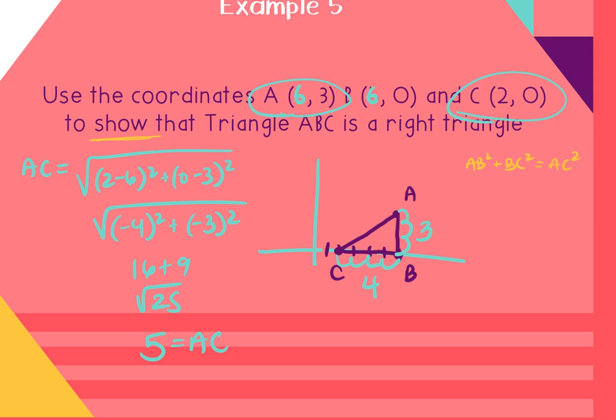How do I know which one to put by itself? How did I know AC had to go here? It has to be the hypotenuse, right? By looking at this, I'm looking at the longest side, or the side that's opposite the right angle. So if AB is 3, and BC is 4, and AC is 5, 9 plus 16 equals 25, and 25 equals 25. So if it says show it's a right triangle, it's already telling you it is a right triangle. You just have to back it with the work.